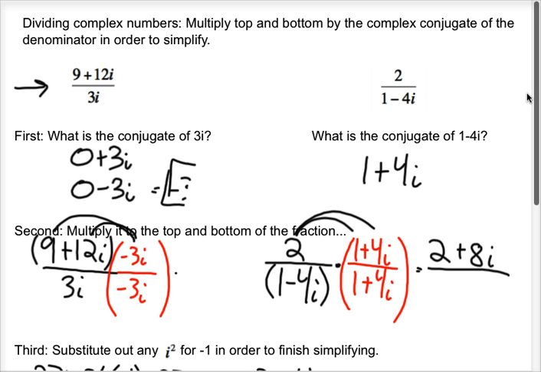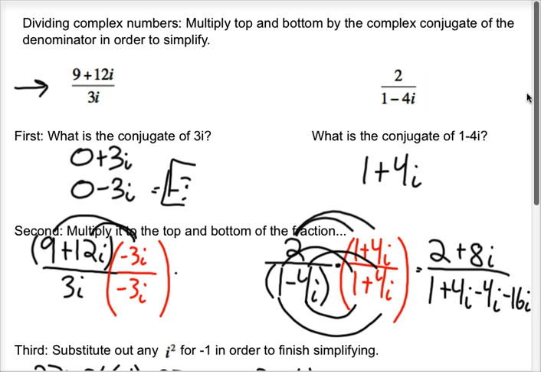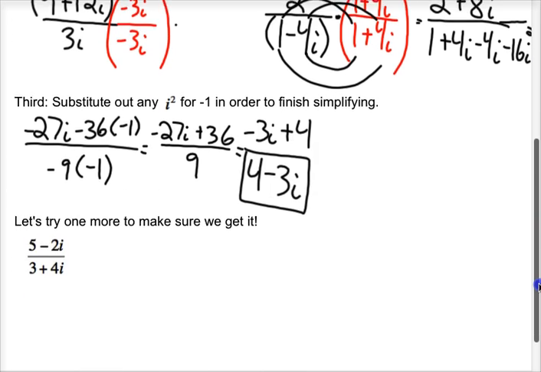The bottom, though, is now a foiling process. It's 2 binomials down there. So we get our first terms, 1 times 1. We get our outside terms of positive 4i and negative 4i. And then last, which is going to be a minus 16i down there. Or sorry, i squared down there because of the negative 4i times positive 4i.